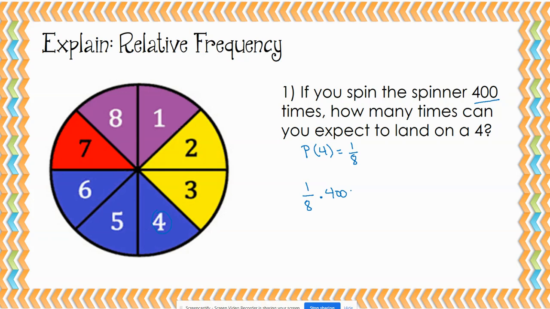So I am going to multiply 1/8 times 400. Well, if I multiply 1/8 times 400, I can put 400 over 1, and then I would multiply 1 times 400, which is 400, and 8 times 1, which is 8. When I divide, because that's what my fraction bar means, 400 divided by 8, I get 50. So this means if I spin 400 times, I expect to land on a 4 50 times.